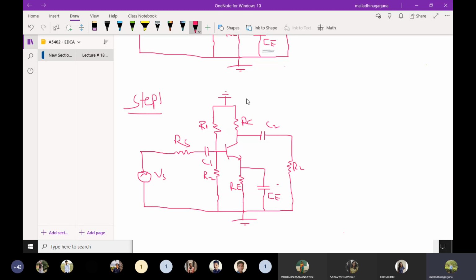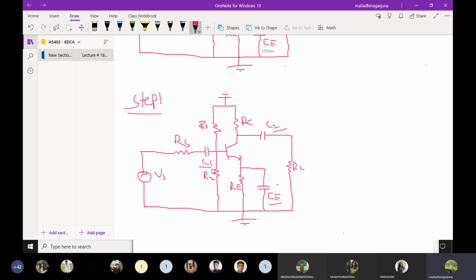And what is step 2? Replace all capacitors with short circuits. So how many capacitors do we have in the circuit? We have 3 capacitors, that is C1, C2, CE. 2 coupling capacitors and 1 bypass capacitor. This is the bypass capacitor here, and this is the output coupling capacitor, and the input coupling capacitor. We have to replace all the capacitors with a short circuit. It means you remove the capacitors, and in their place you just extend that line. So you replace them with short circuits.